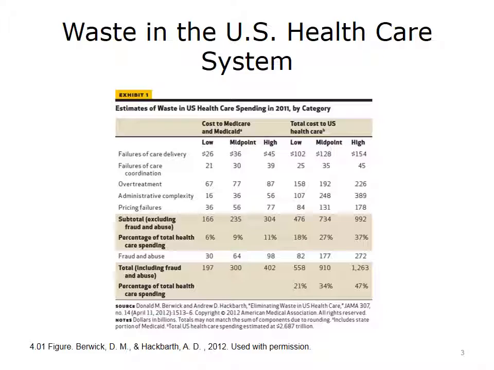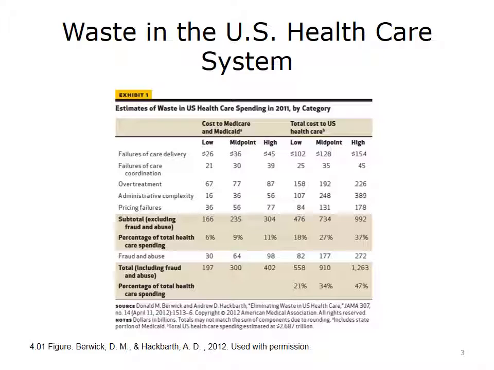The behavioral category might include things like obesity, smoking, non-adherence to prescriptions, and alcohol abuse. These are areas that are more under consumer control and would be spread among the two categories of waste on this slide: failures of care delivery and failures of care coordination. The clinical category would be spread in this slide among failures of care delivery, failures of care coordination, and overtreatment.